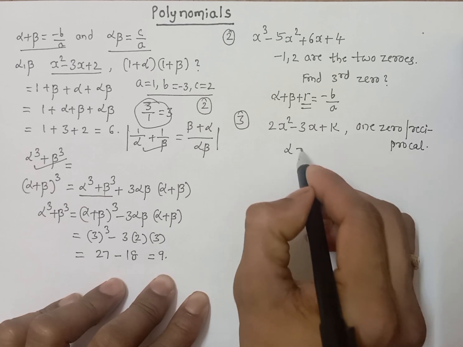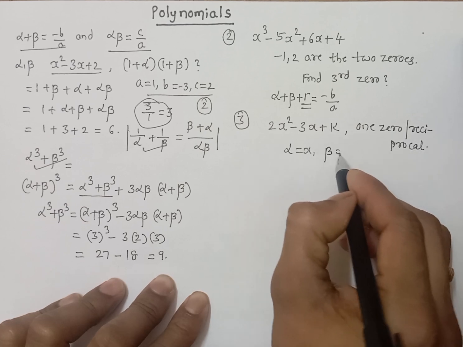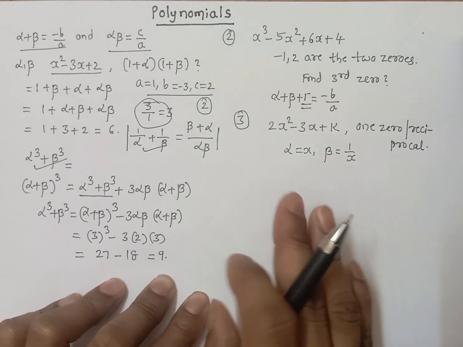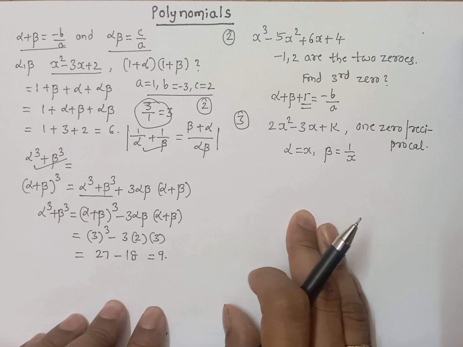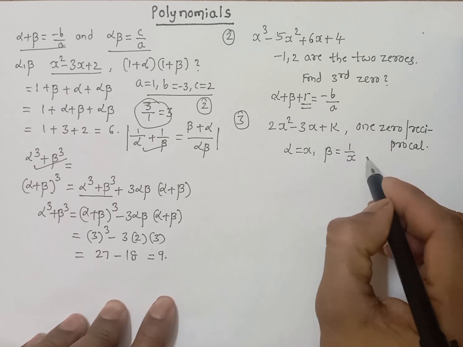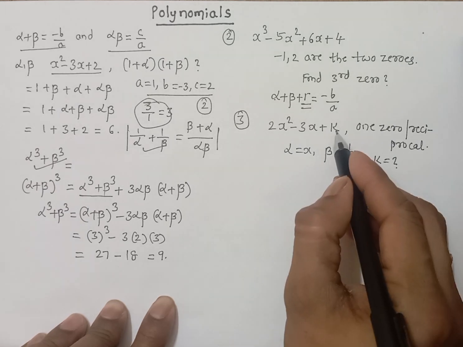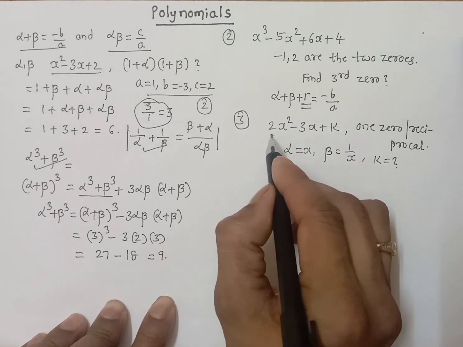Suppose alpha is equal to x, what about beta? Beta will be 1 by x, the reciprocal of it. The value is not given. It is mentioned as a condition that one zero is the reciprocal of another zero. And if that is the case, what is the value of k? We have to find out the k value. Now, here k is given, so let us find this.